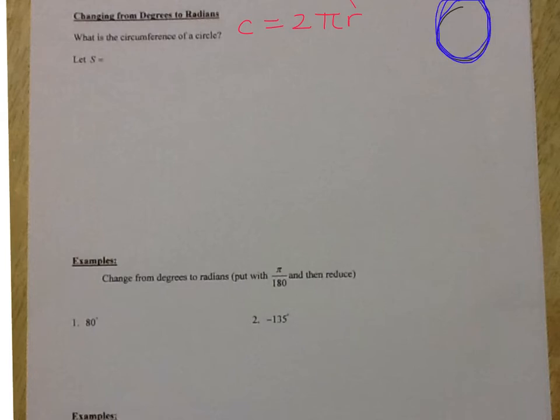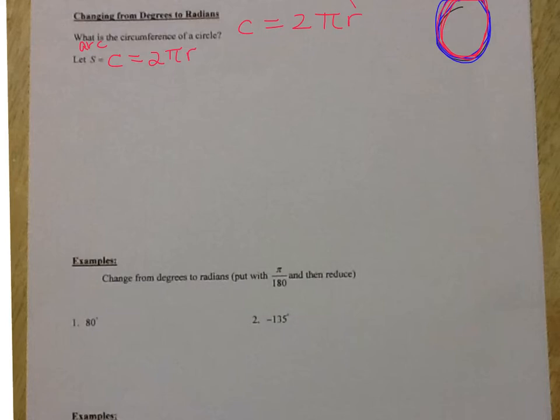So I'm going to let S, remember what is S? S is your arc. What's the arc of my circle? Right, the whole circle, the arc of my whole circle would be my circumference. So that's going to equal my circumference. And what does my circumference equal? Circumference is equal to 2 pi r.